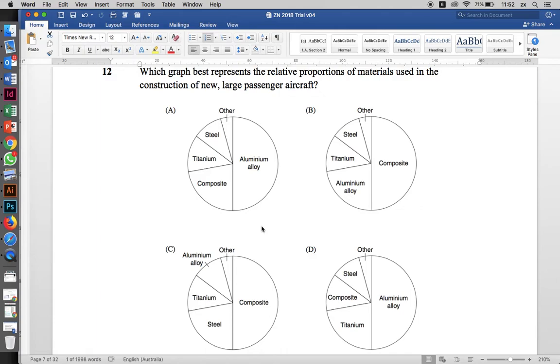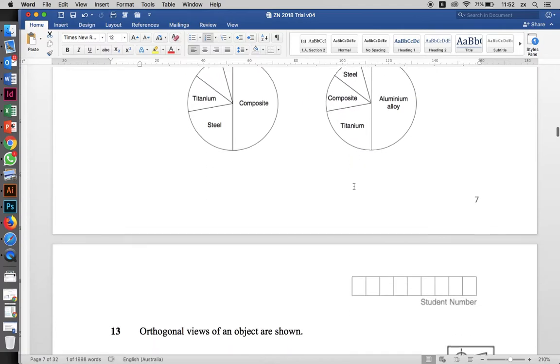Now, they are both made predominantly of composites. So that's where we're going to go straight away. It's going to be either B or C because the composites are the big chunk. The next thing is, is the rest of it more likely to be made out of steel or aluminium? It's more likely to be aluminium, so that gives us B. Question 12, the answer is B.